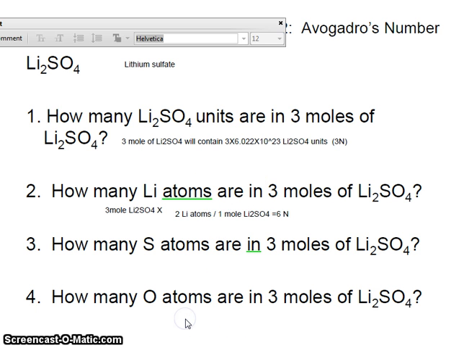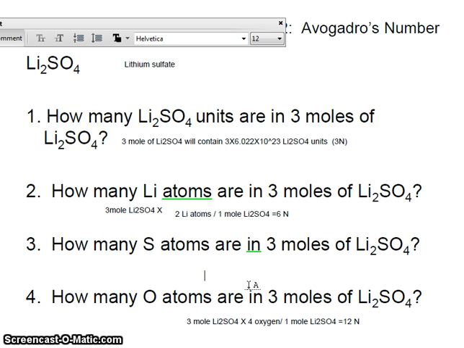The last one is how many atoms are there in 3 moles of lithium sulfate, where these atoms are oxygen atoms. Since you have 3 moles of Li2SO4 units, and each Li2SO4 gives you 4 oxygens, and that's coming out as a per mole number, we can simply say that 12 times the Avogadro's number will be the number of oxygen atoms that you're going to get at the end of the day.